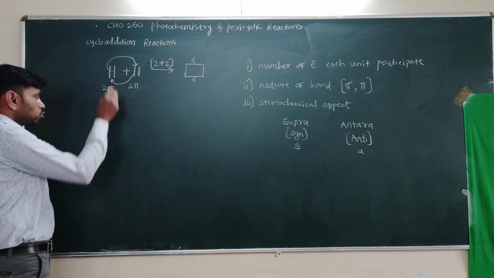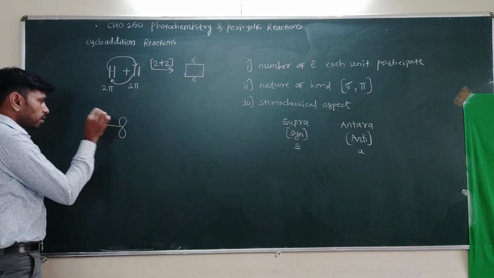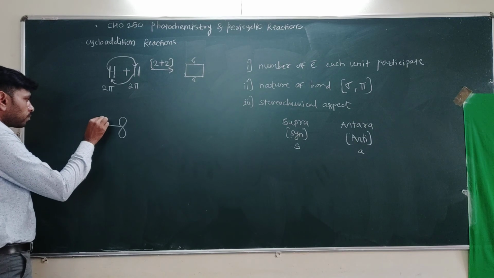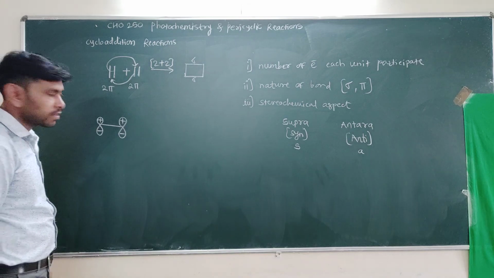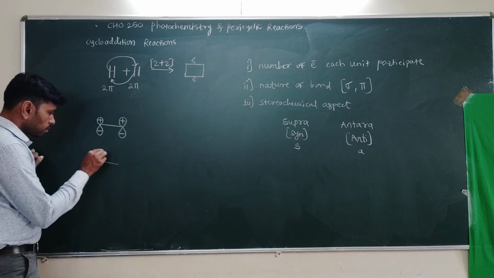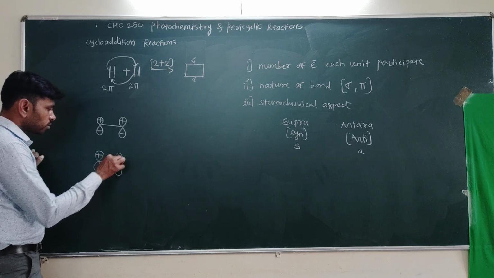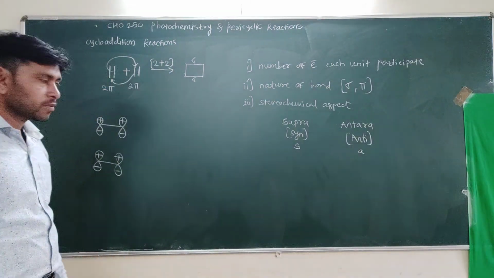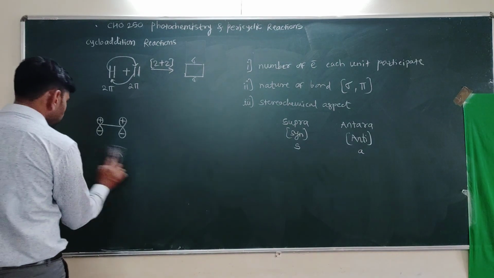So see, first this 2 pi electron system. The molecular orbital, the p orbital, for the first system: first orbital we are taking here, a 2 pi electron system. Another, this is a 2 pi electron system. Another 2 pi electron system. Now for these 2 pi electron systems, we can write both the MO symmetries in a similar manner.